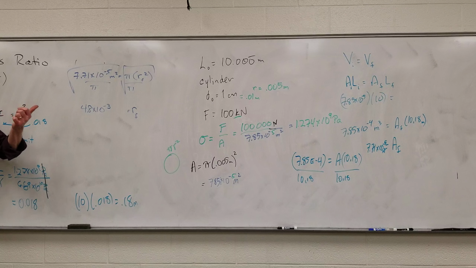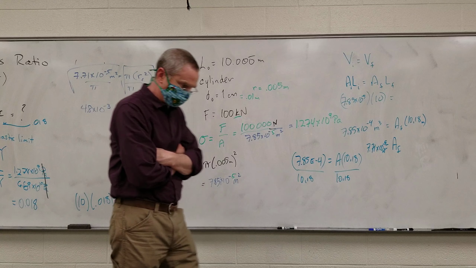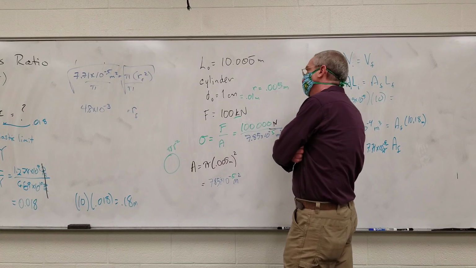The number I wrote down is just one I did in my head. I'm assuming somebody will use a calculator and tell me the actual value. This is the final radius? Yes. Okay, 10 to the negative 5 over 3.14, and that's the square root of it.